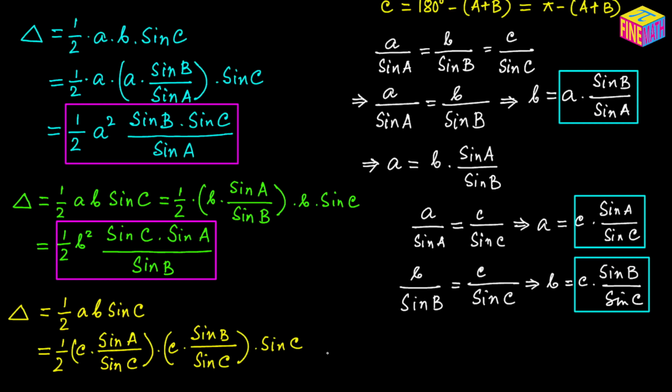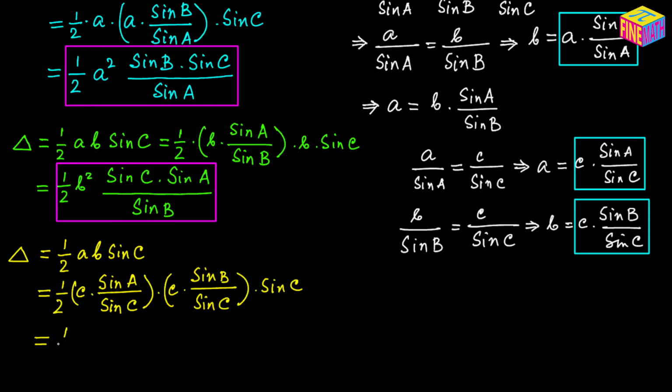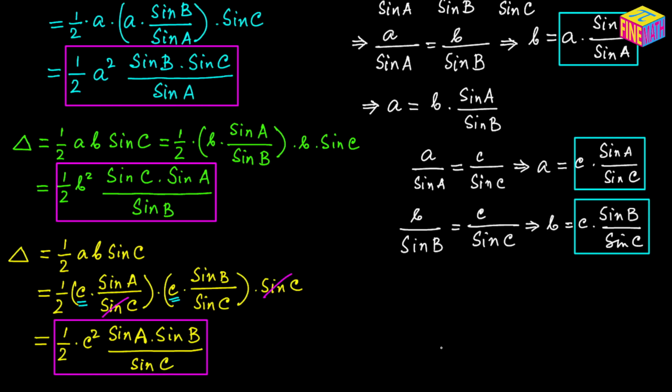And if we simplify this, this is going to look like half times c squared. We have two c's, right here is one and here is another one, so that would be half times c squared, and then one of the sine of c in the numerator and in the denominator, they will cancel out each other. So we are going to be left with half times c squared times sine of a times sine of b over sine of c, and this is the third formula. So when we are provided with the side length c along with two other angles, of course, then we can use this third formula to calculate the area of the triangle.